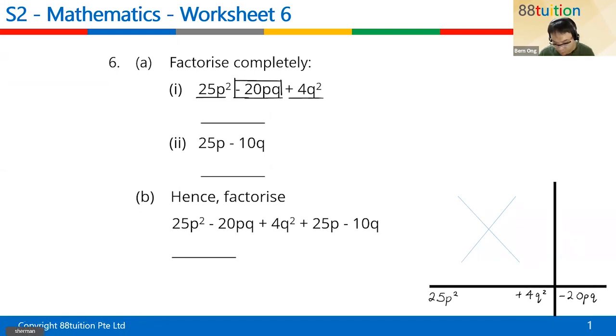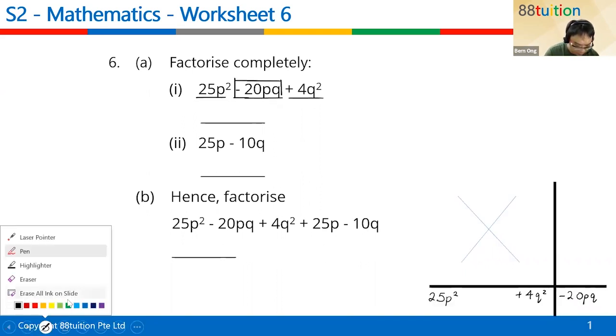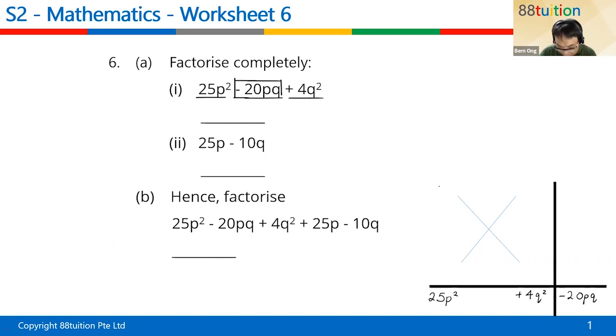Okay, so what times what gives you 25p squared? 5p times 5p. 5 times 5 gives you 25. p times p gives you p squared. What times what gives you 4? I will guess 2 times 2. And q squared is q times q. All right, cross-multiply. See whether it works or not.